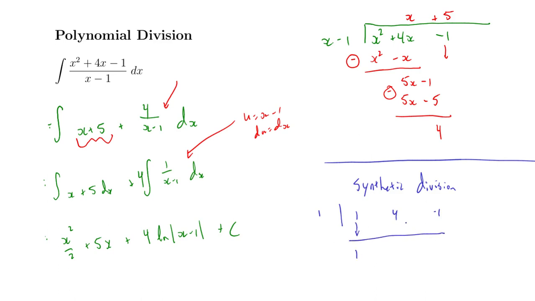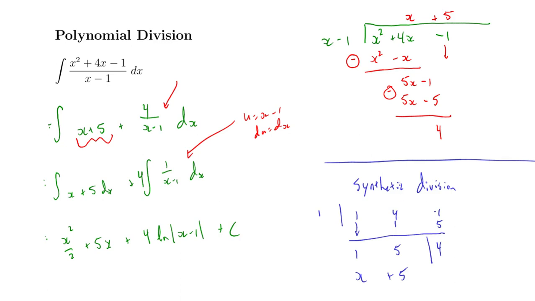We bring our 1 down, then we multiply. 1 times 1 is 1. Then we add. 4 plus 1 is 5. Then we multiply. 1 times 5 is 5. And then we add. Negative 1 plus 5 is 4. And here's our coefficient on our linear term, x plus 5, with a remainder of 4. Exact same thing that we ended up with.